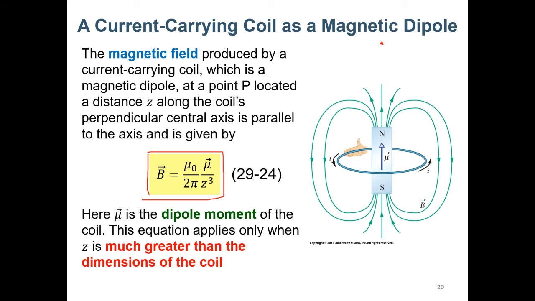So mu is the magnetic dipole moment of the coil. This equation applies only when z is much greater. Suppose this is z, and z is much larger than the radius of the coil.